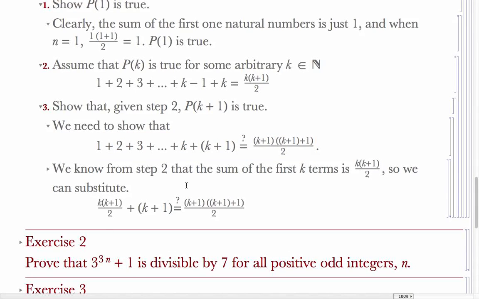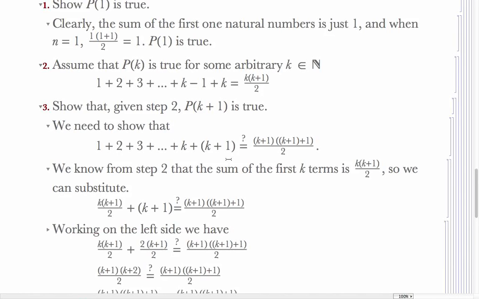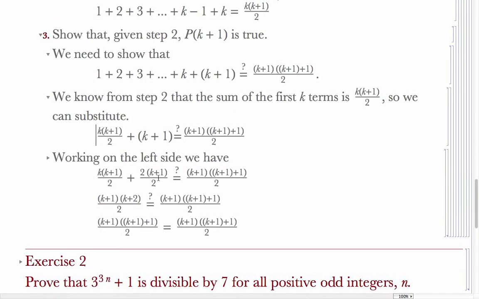And so we've got k times k plus 1 over 2 plus k plus 1 equals what we've said before. And again, we don't know that it's true, so we have the question mark over the equal sign. Now it's a matter of simplifying the left-hand side some more and trying to get the expressions to match. So we'll get a common denominator, multiplying top and bottom of the second term by 2, combining those fractions, and then realizing that k plus 2 is simply k plus 1, and we see that indeed these two expressions are the same.